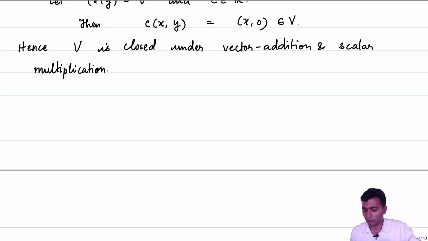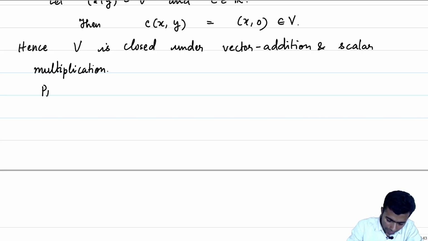Okay, so what now needs to be checked for these two operations? Properties 1 to 8 need to be checked. All the properties 1 to 8 listed in the definition of the vector space should be satisfied for V to be a vector space with these operations. So let us now check the properties 1 to 8 listed in the definition of the vector space. So, property 1. What was the first property?